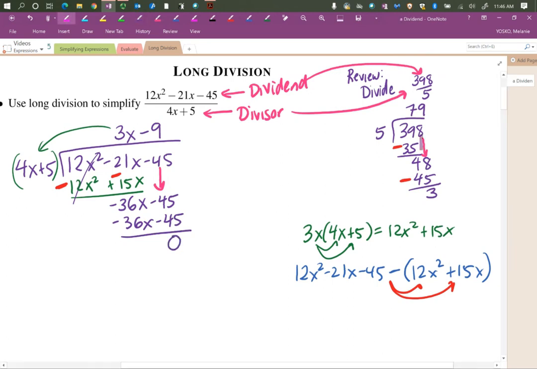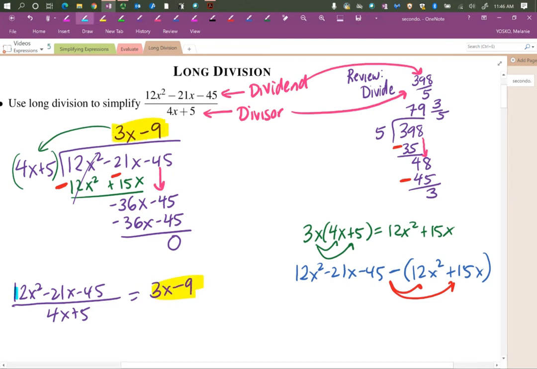So going back over here, when you were doing this in 3rd or 4th, 5th grade, whenever this was, you had a remainder of 3. Okay, so here our remainder is 0. But we don't really write it like that anymore. You learned a little bit later that instead of writing R for remainder 3, sometimes you'd write this as 3/5. But we have no remainder, so this division comes out very nice. So we would say that 12x squared minus 21x minus 45, if we divide that by 4x plus 5, the answer is 3x minus 9.